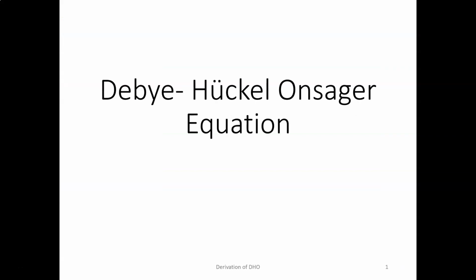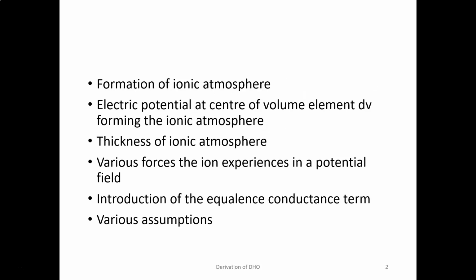In this session, we are going to discuss the method for deriving the Debye-Huckel-Onsager equation. We already discussed Debye-Huckel-Onsager theory, in which we said that there is formation of an ionic atmosphere, and each ion in a solution is surrounded by oppositely charged ions, which form an ionic atmosphere surrounding that central ion.